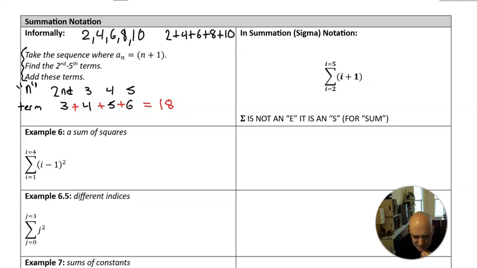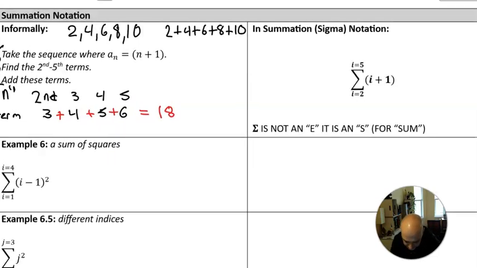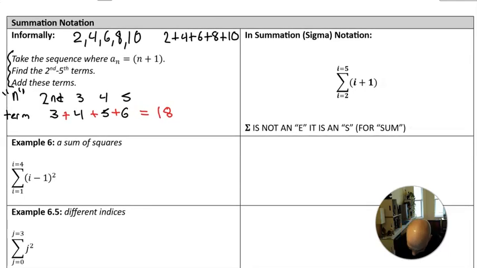Okay. So how would a mathematician write this? Mathematicians don't like to write sentences. Mathematicians like to write symbols. A mathematician would write this using something called sigma notation. So they're going to use this big thing, and you've maybe seen it around in math classes.